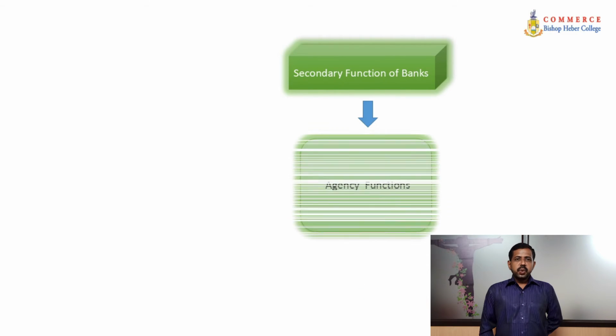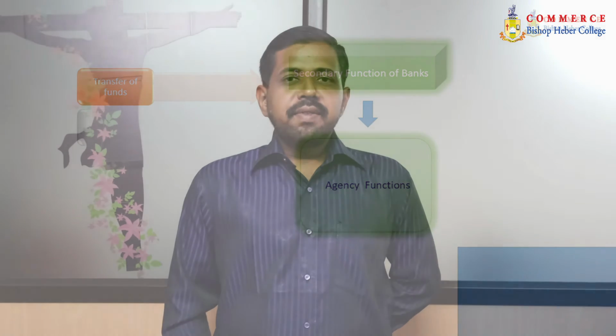Now, it is the time to discuss about the secondary function. Apart from the basic or primary function, commercial banks render various other services which are known as secondary function. These services can be broadly classified into agency service and general utility service. Banks act as an agent of their customers and provide certain services. They are called agency function. Transfer of funds. Banks issuing demand drafts, banker's check, traveler's check, etc. and help in transfer of funds from one place to another.